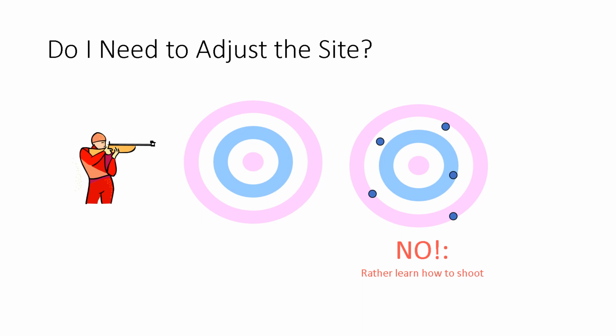There is a large dispersion, but well centered. This means that adjusting the sight will not improve the results. What I need is to learn how to shoot. In this case, we can improve by adjusting the sight.